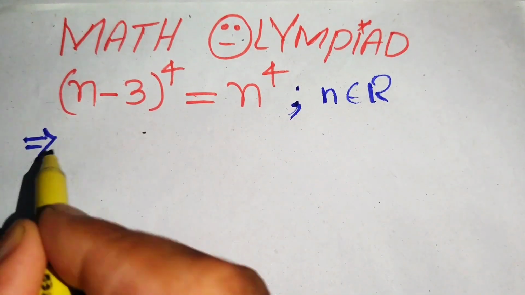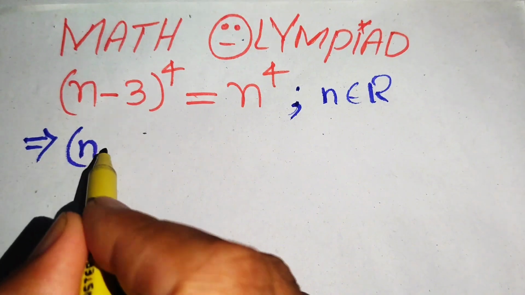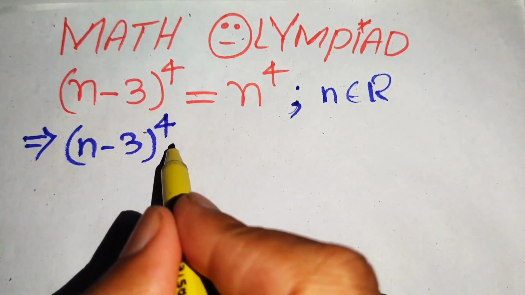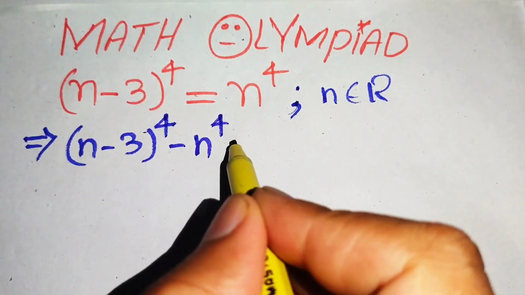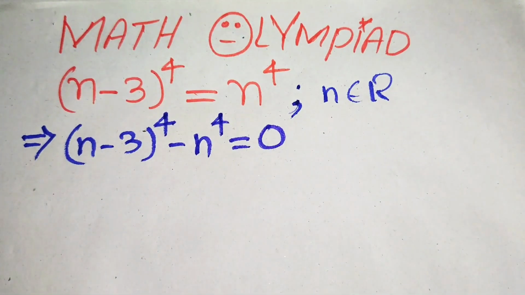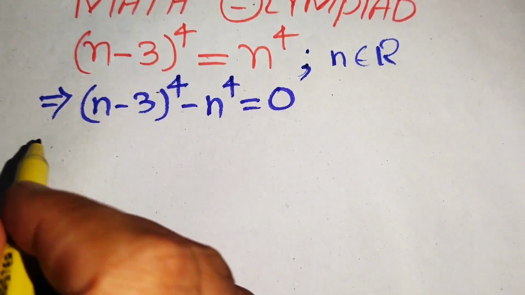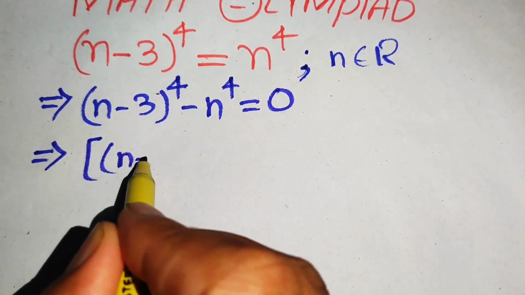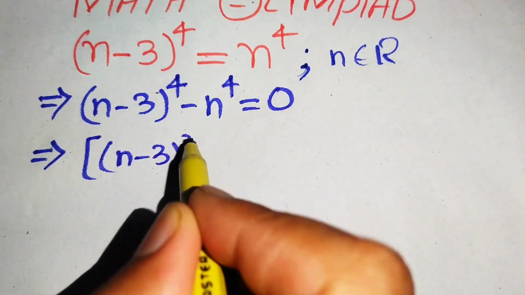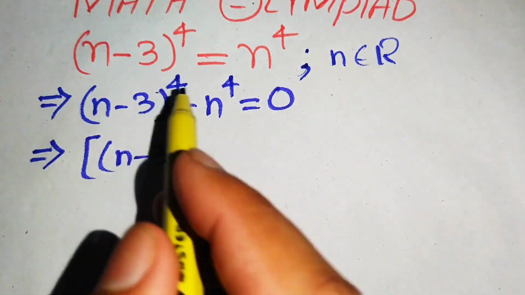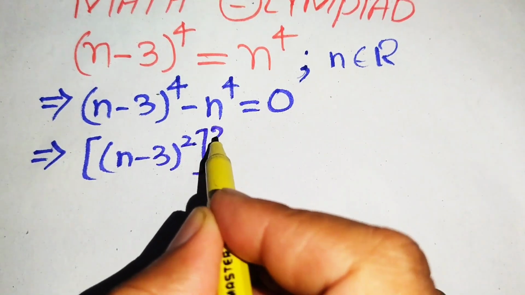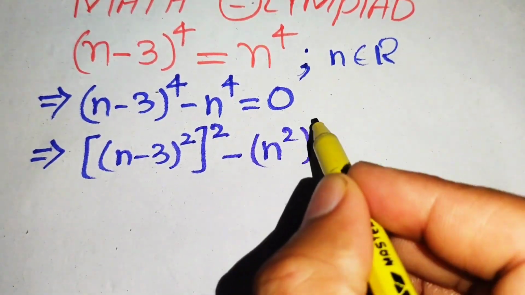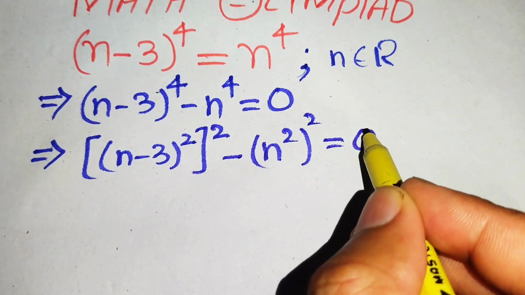The very first step is that we rewrite this equation as (n − 3)^4 and move this term to the left hand side, so it is written as (n − 3)^4 − n^4 = 0. After that we again rewrite this equation as ((n − 3)^2)^2 − (n^2)^2 = 0. So we just break this exponent 4 and write it as 2 and its whole power 2.